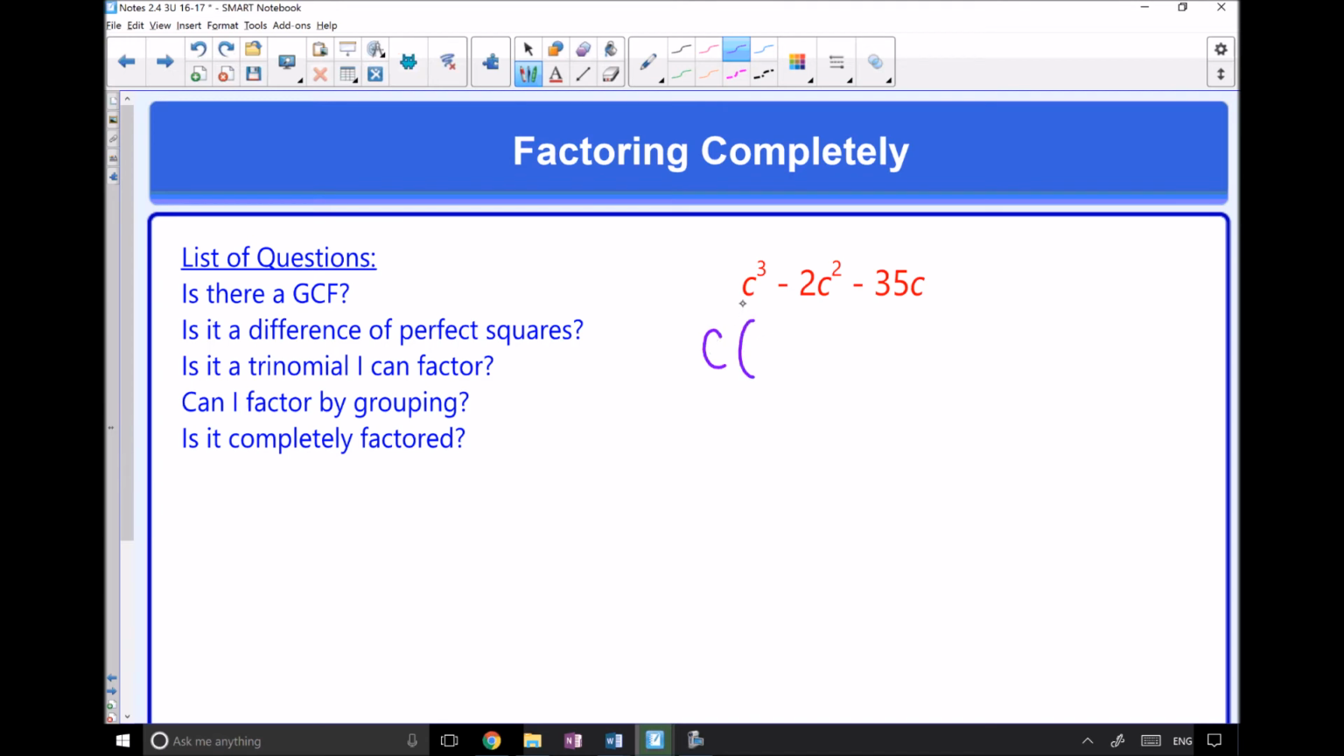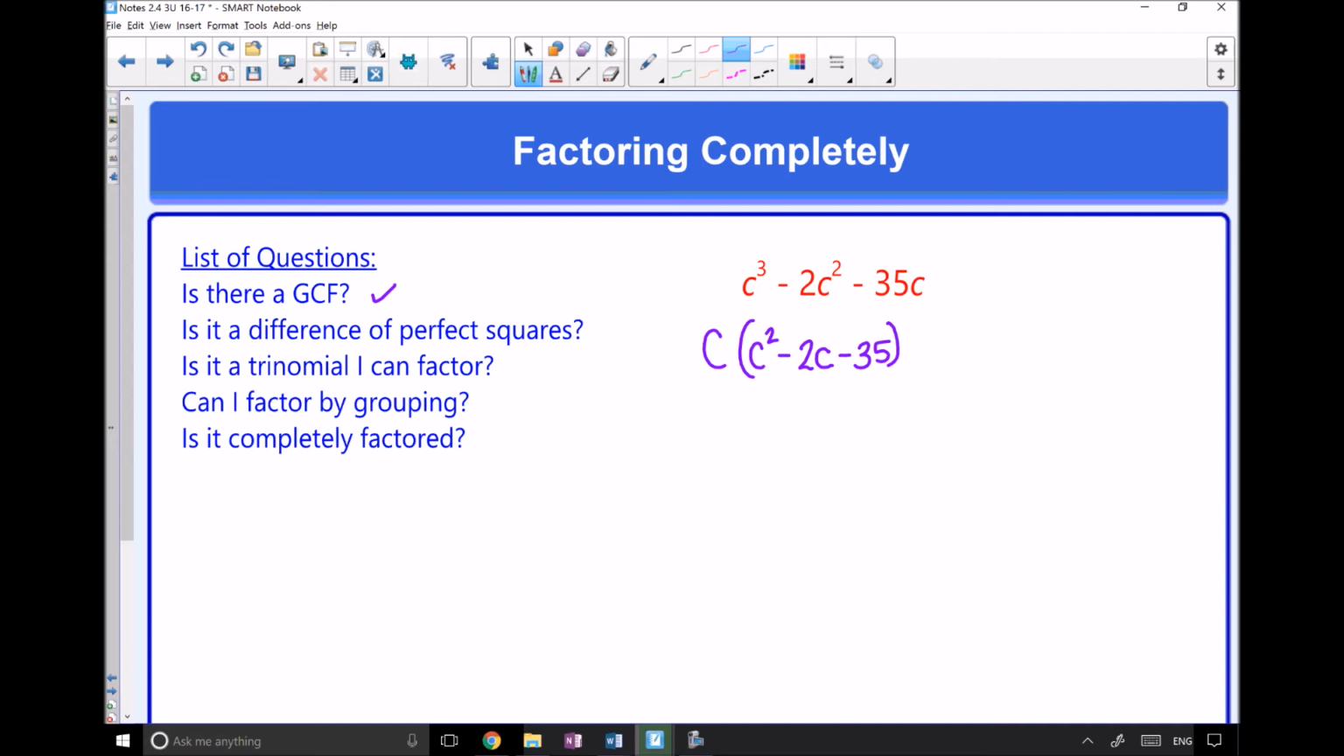And then when I factor c out of c cubed, I get c squared. When I factor c out of negative 2c squared, I get negative 2c. And when I factor the c out of negative 35c, I get negative 35, okay? And remember, if I were to distribute this through, I would end up getting this expression up here. So I'm done with that part.